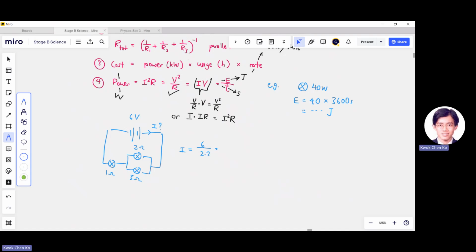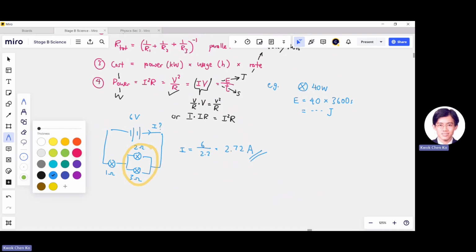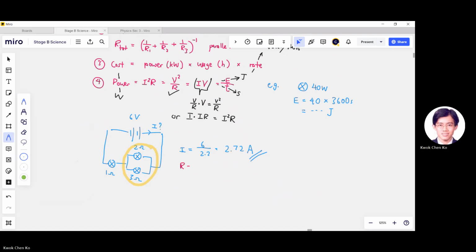Do you get that? 2.72. Okay, let's work out this one first. You work out one at a time. That means you work out this resistance first, this whole chunk. This whole chunk will give you 1 over 2 plus 1 over 3, but you need to flip it back again, and you should get 1.2.